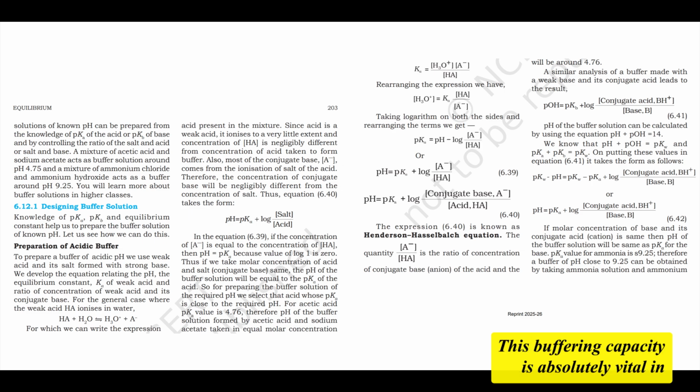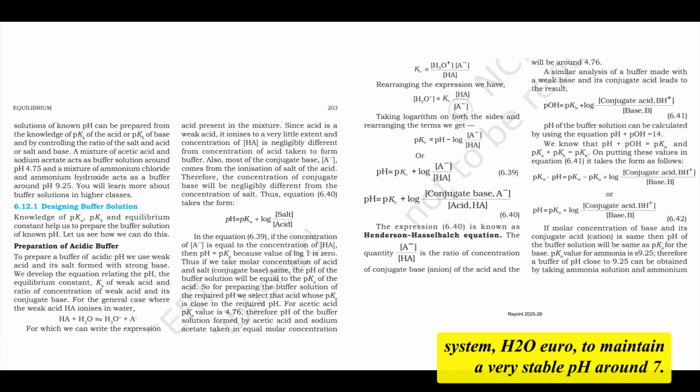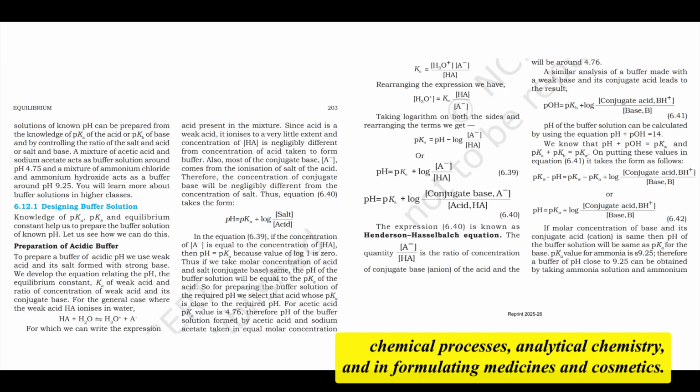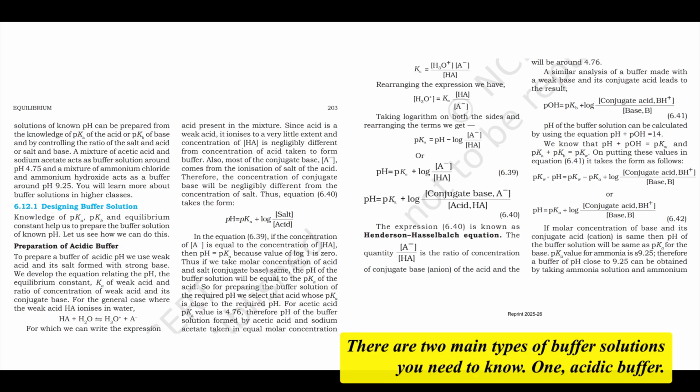This buffering capacity is absolutely vital in biological systems. Our blood, for instance, is buffered primarily by the carbonic acid-bicarbonate system, H2CO3/HCO3-, to maintain a very stable pH around 7.4. Buffers are also crucial in many chemical processes, analytical chemistry, and in formulating medicines and cosmetics. So what are the typical components of a buffer? How are they made? There are two main types of buffer solutions you need to know.